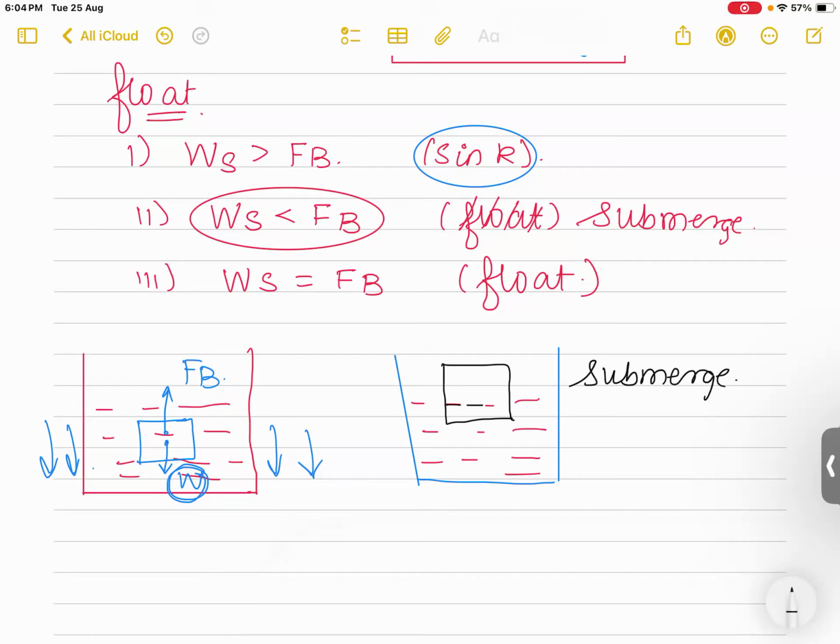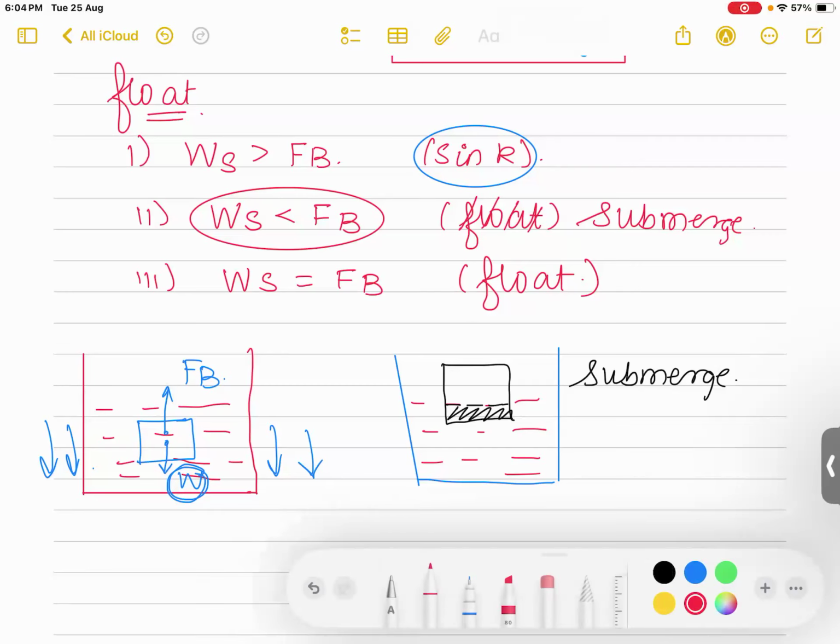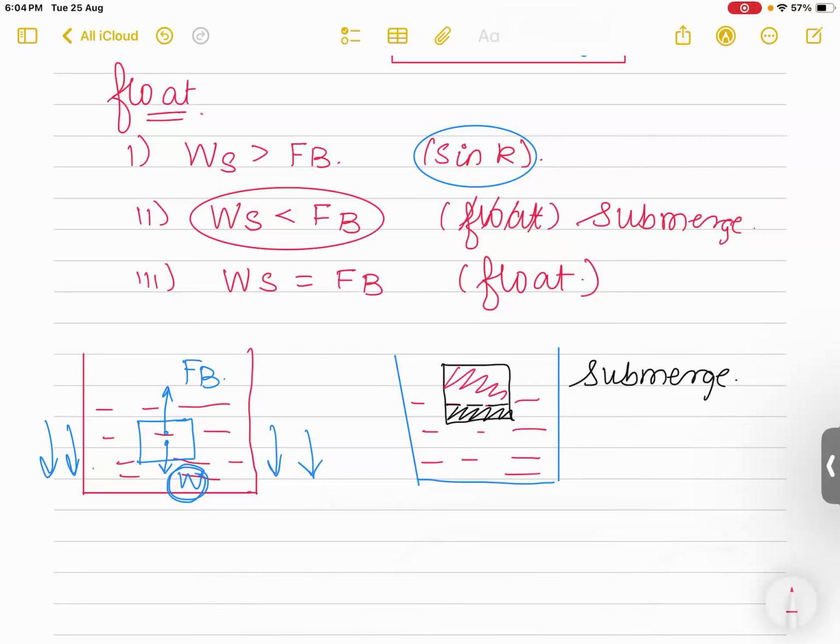So if you notice very carefully, this much portion of the object is inside the water and the remaining portion which we can see here is outside the water. So we can conclude that FB here is greater than its weight. That is the reason why some portion of the object is outside the water.